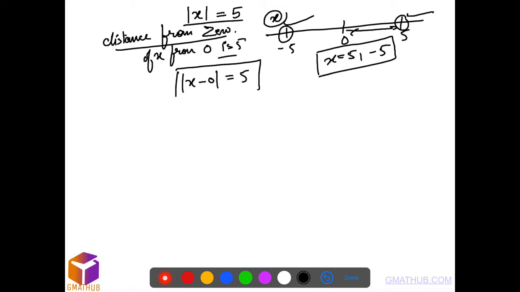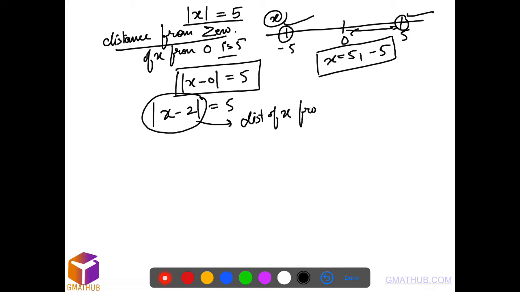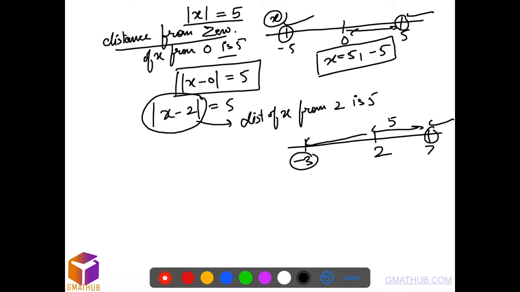That's what it means. Now if I say mod of x minus 2 is equal to 5, what it actually means is distance of x from 2 is 5. So this is 2, this distance is 5, so this could be x. This distance is also 5, so this could also be x. x could be minus 3 also, 7 also. Instead of making cases, we can directly jump to this number line.